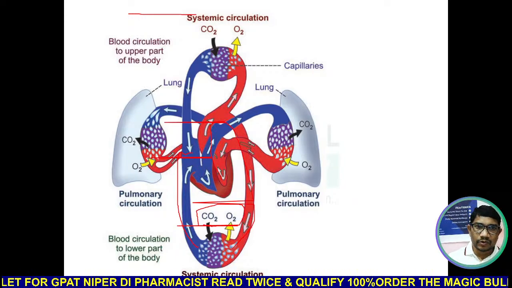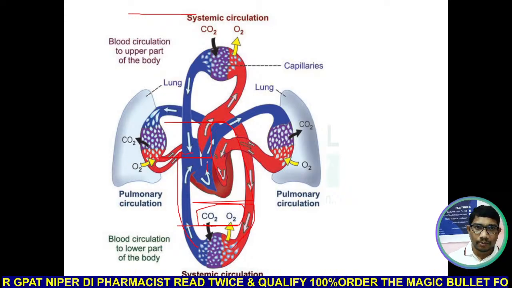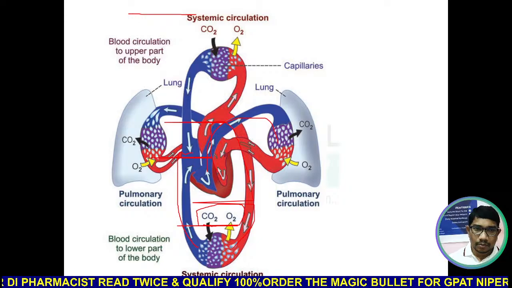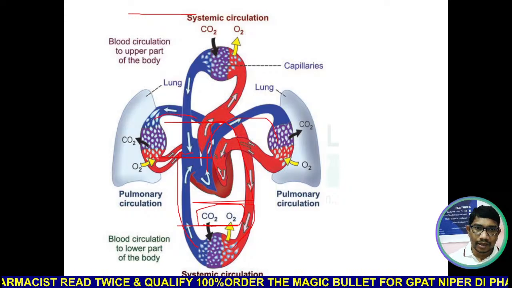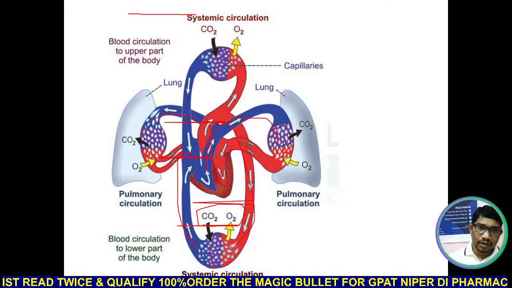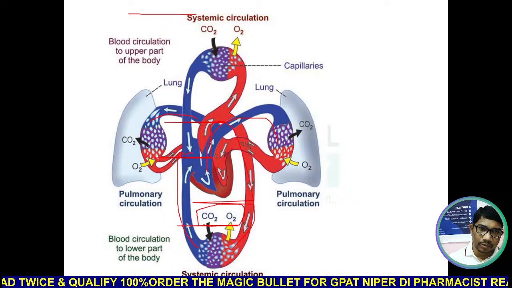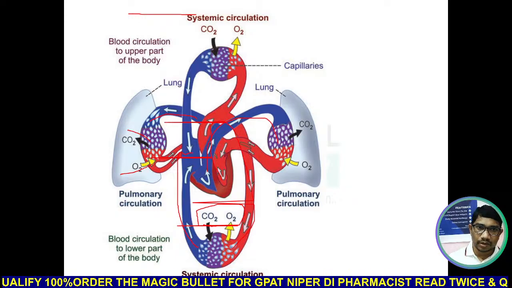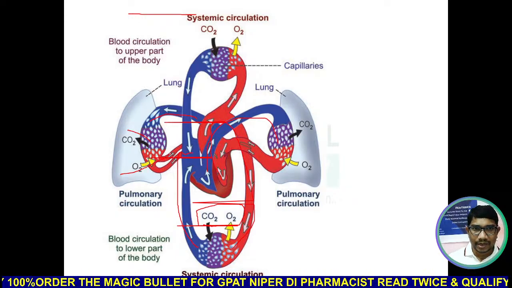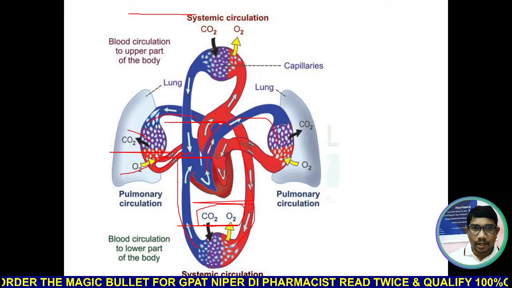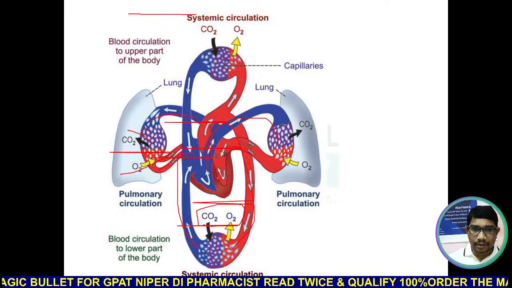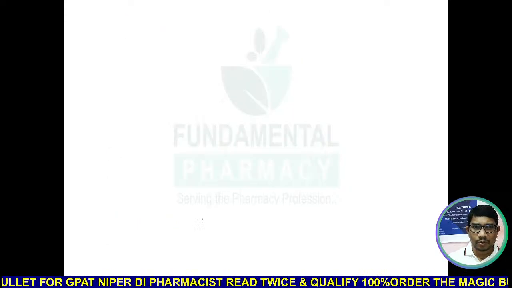The right atrium will send blood into the right ventricle. From the right ventricle blood will go to the lungs for purification via the pulmonary artery. Here again there is diffusion of carbon dioxide outside and deposition of oxygen in the blood. Now oxygenated blood will be carried via 4 pulmonary veins to the left atrium. Right? This is the blood flow in the heart.